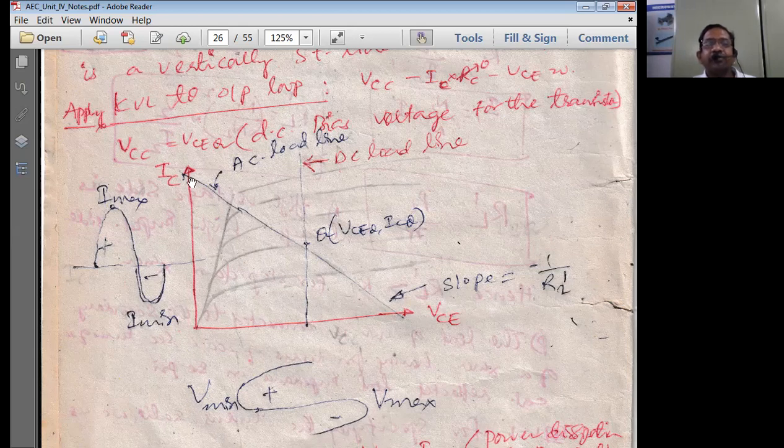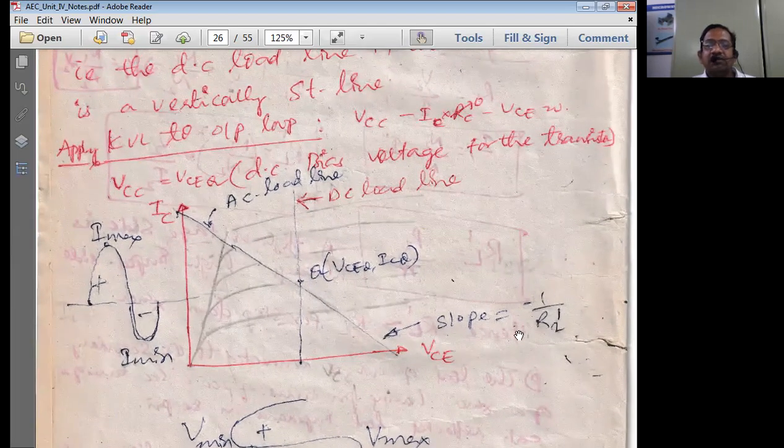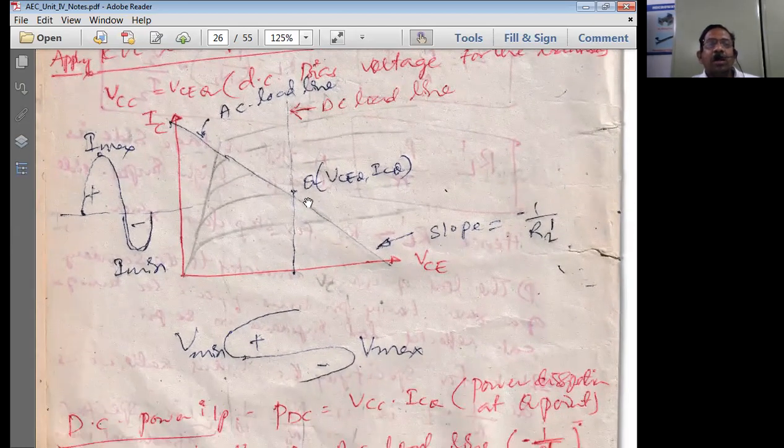Now, AC load line means what? It is always going to be once again a slanting line where the slope will be equal to minus 1 by RL dash. What is this RL dash? We discussed it in the last session. RL dash is nothing but the transferred resistance of the load onto the primary. Right. So now the Q point is always going to lie at the center of the active region. That's why we're putting this Q point at the center of the active region.